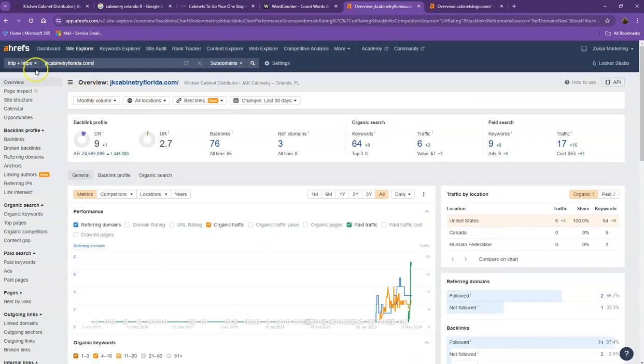So we have here Ahrefs, one of the paid tools that we're using for us to have some more information on the back end of your website. So we'll be talking more about the numbers, starting off with DR. This is the level of trust that Google has in your website, and UR is the strength of your website.